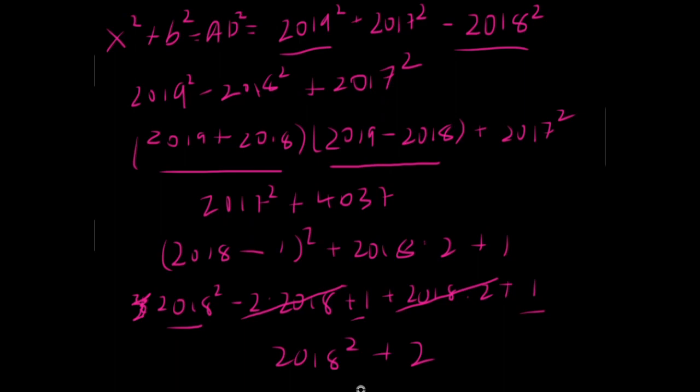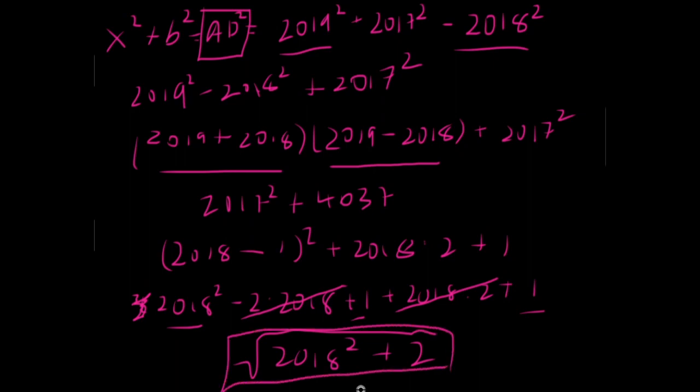But the important thing to remember is that this is AD squared. Remember from up here, X squared plus B squared is equal to AD squared because we use the Pythagorean theorem. So we have to take the square root of this, and that is our final answer. This turns out to be basically 2018. It's like 2018.0000004 or something like that, if I remember correctly. But nevertheless, this is a clean way to do it, and that's probably the form you're going to leave it in when you're answering this on a competition or in a test or something.